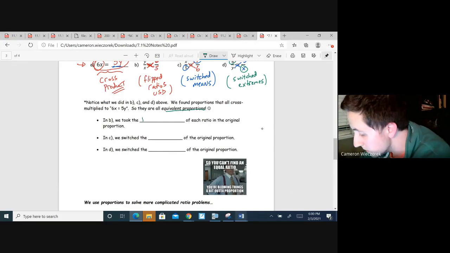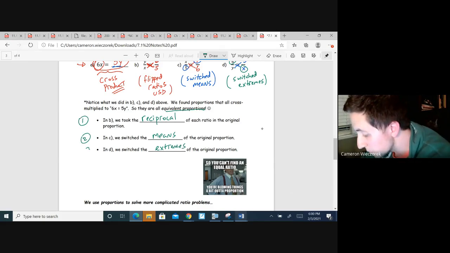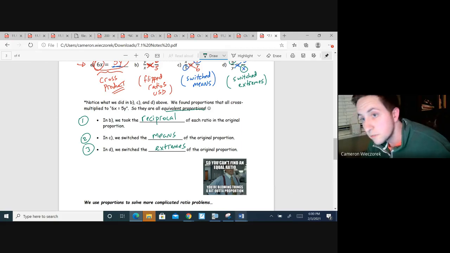Okay. In B, we took the reciprocal of each ratio. In C, we switched the means. And in D, we switched the extremes. These are the three most popular equivalent proportions that you can create. So these are ones that you should be familiar with.